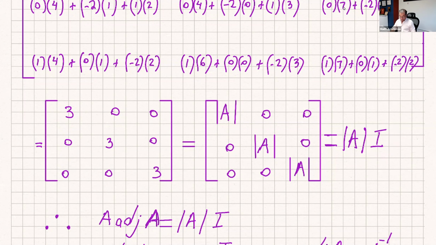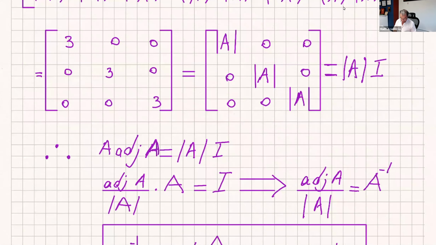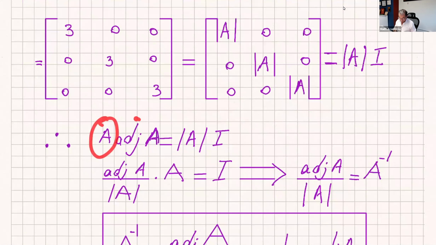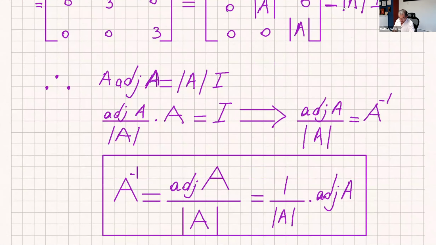So basically, let's recap that. A times the adjoint of A is the same thing as the determinant of A times I. If I isolate I, or divide both sides by the determinant of A, the adjoint of A divided by the determinant of A gives you I. But it's interesting because a matrix times A that gives I means it's the inverse of A. So the inverse of A can be written as the adjoint of A over the determinant of A.